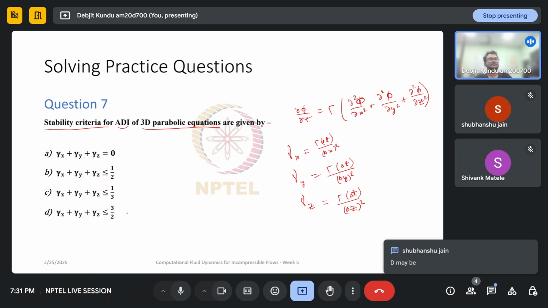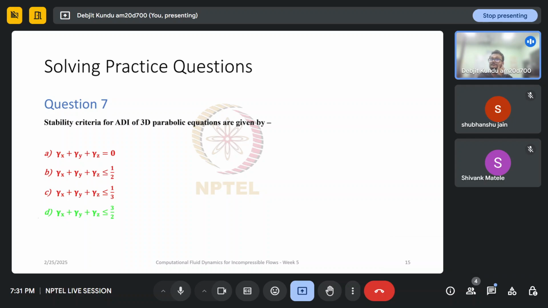Okay, we have got another response in favor of option D, which is correct. So if you perform the von Neumann stability analysis of an ADI method for 3D parabolic equations, this is what you get. So the earlier response got the clue right, that individually they should be less than half. So as a sum, they should be less than three halves. It's not the individual ones that set the criteria, it's the overall sum of them being less than three halves, which ensures that the method will remain stable.